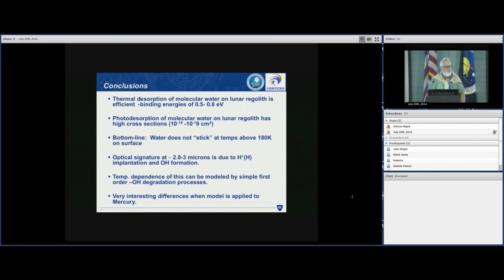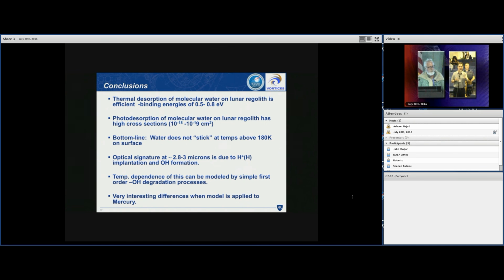Can't help myself. This is really good, Tom. Let me ask you a question. What activation energy did you assume in your model? So you had the diffusion coefficient, which was, I think, 10 to the minus 11 meters squared per second, but what kind of activation energy did you use?